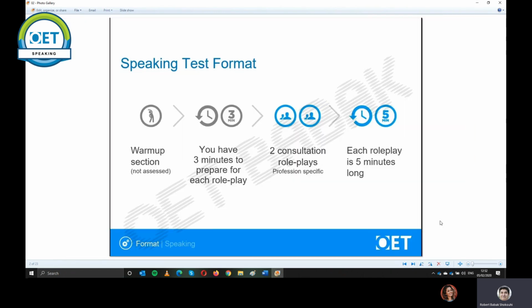Well, basically, the speaking test in OET is profession specific. It means that each profession has their own speaking. So doctors have different tasks from nurses, dentists, and vets, in both speaking and writing. Listening and reading are the same for all professions. In speaking for doctors, the format is the same actually. The tasks are profession specific.